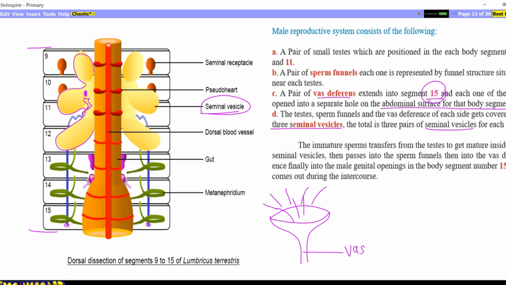We said the function of seminal vesicles is to store the male reproductive cells after they are released from the testis until copulation time. The immature sperm transfer from testis to mature inside the seminal vesicle, then pass into the sperm funnel, then down to the vas deferens, finally into the male genital opening in body segment number 15, and come out during the intercourse.